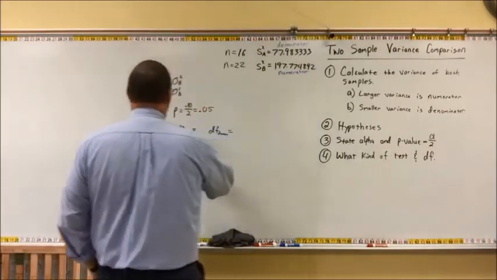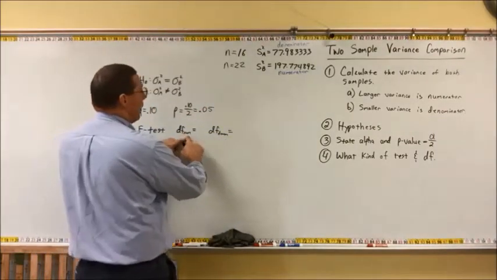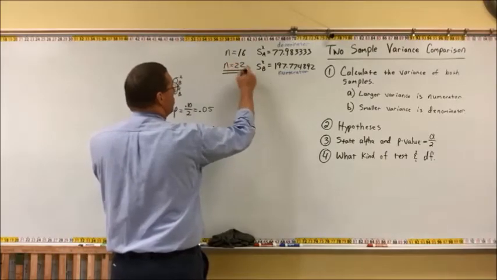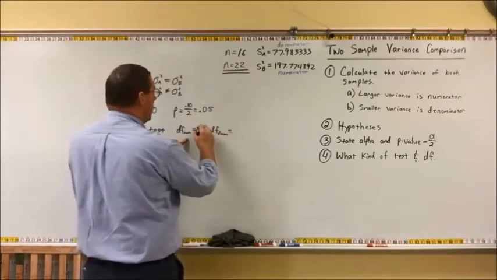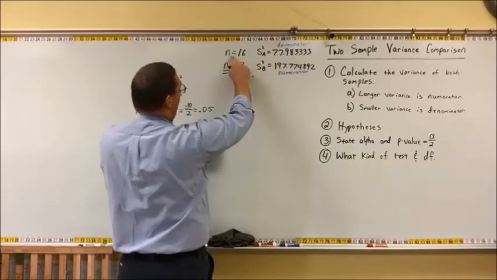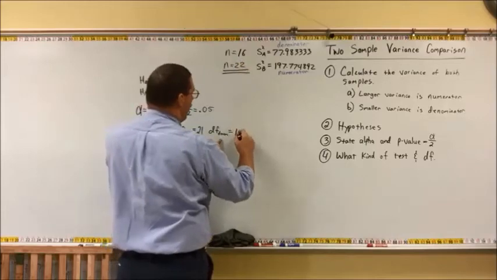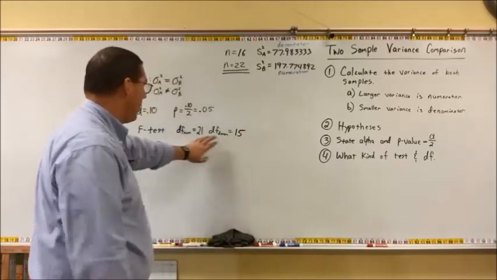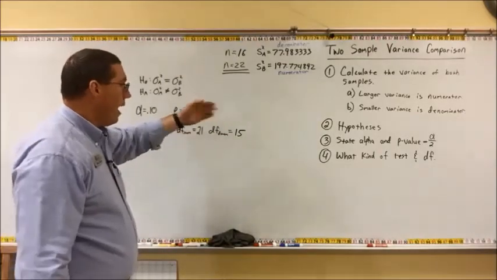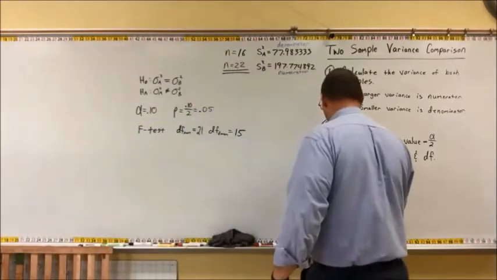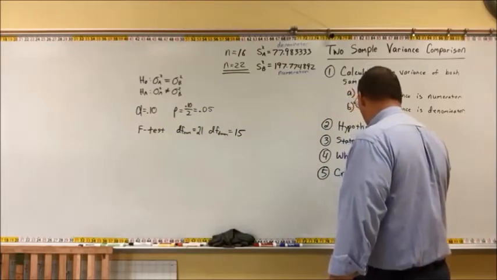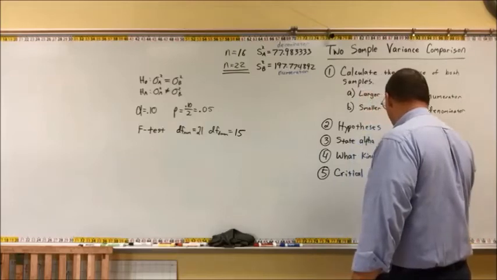And so, here, degrees of freedom for the numerator has an n of 22, and 22 minus 1 is 21. The denominator has an n of 16. 16 minus 1 is 15. And so now we have our degrees of freedom. We know it's an F test. We have our p-value. So now the next step, step 5, identify the critical F value.